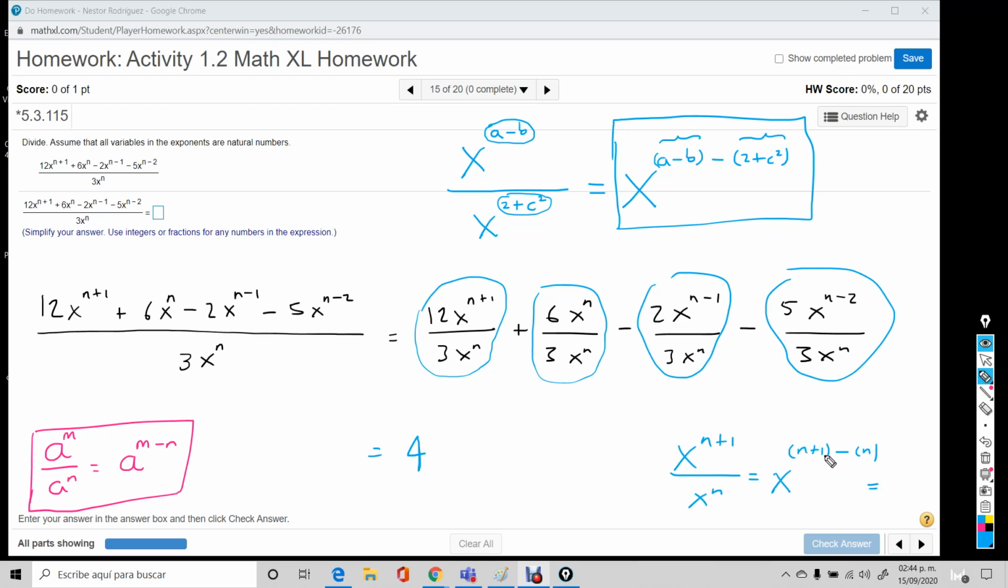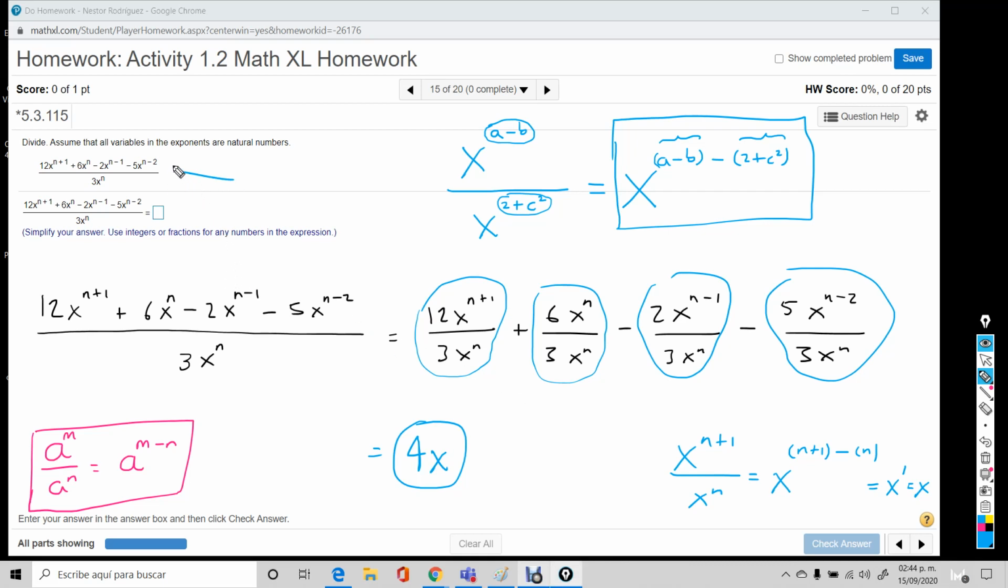N plus 1 minus n. In the end, the n's are going to be canceled together. Can you see? Because one is positive, the other is negative. And you're going to be left with x to the 1, which is just x. So all of this goes down to 4x. You see? That is how this works.